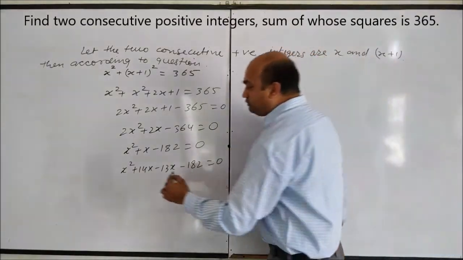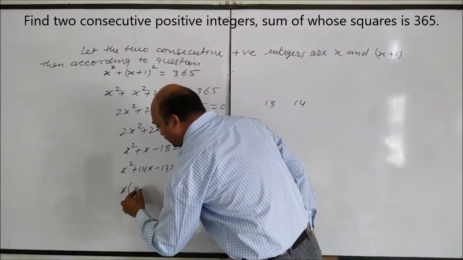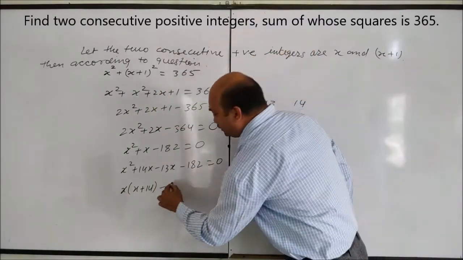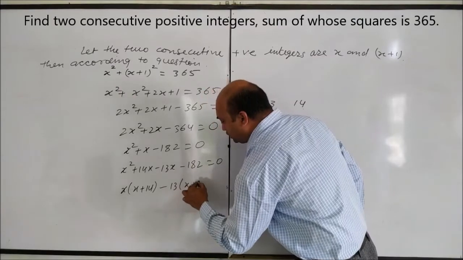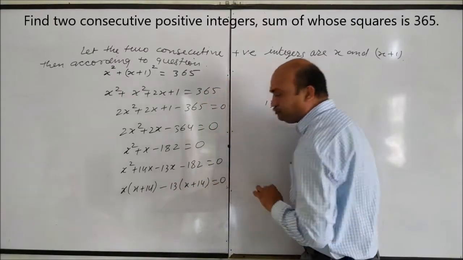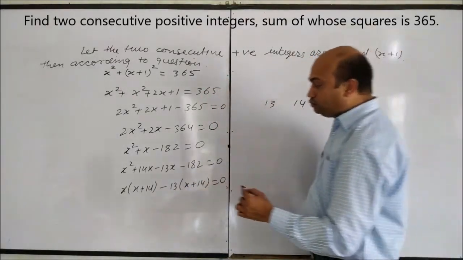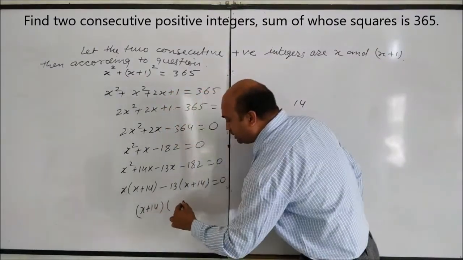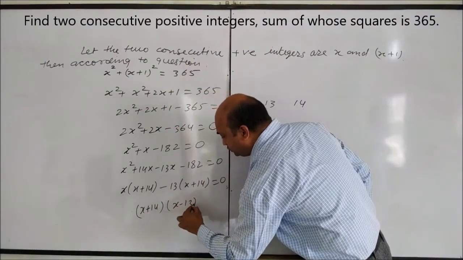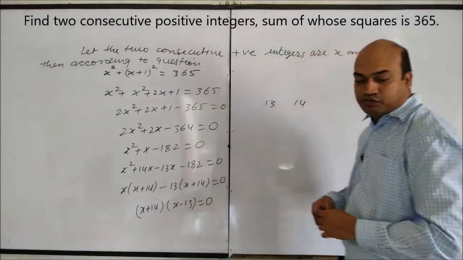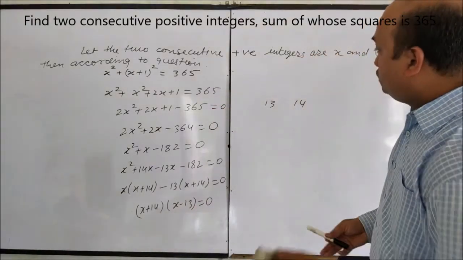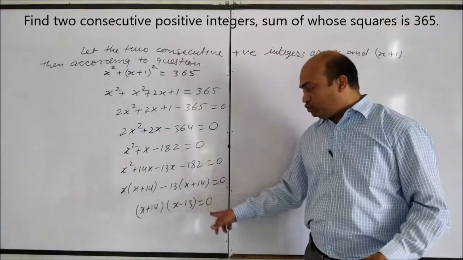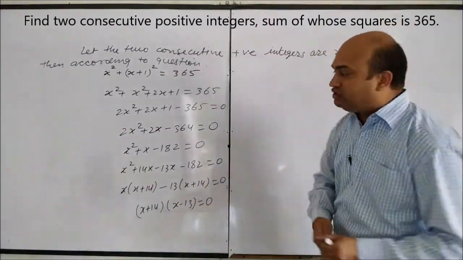From first two, x we take common. So it will be x plus 14, and from these two we take 13 common. So this will also be x plus 14. Now from these two, we will take x plus 14 common. So another bracket we get with x minus 13 is equal to 0. Now the product of these two terms is 0. So out of them, one must be 0.